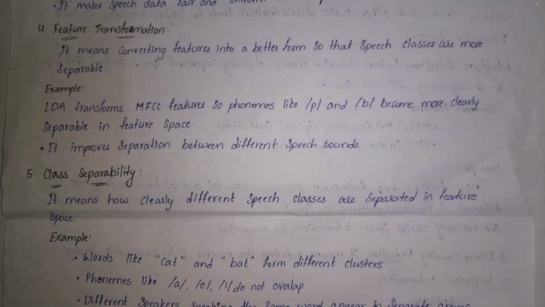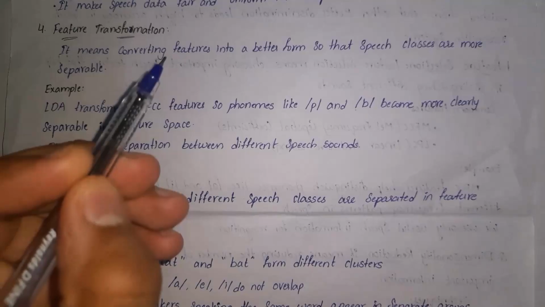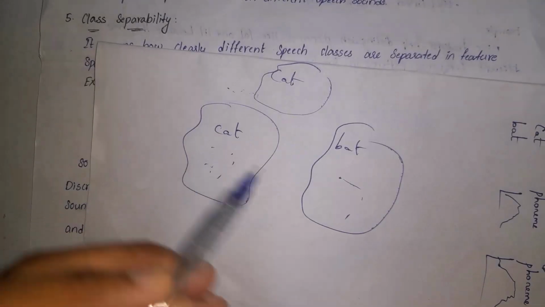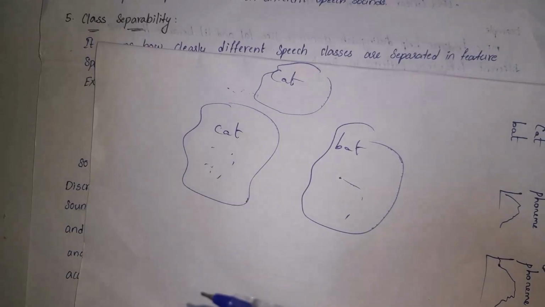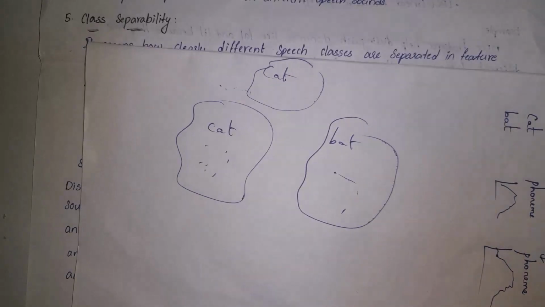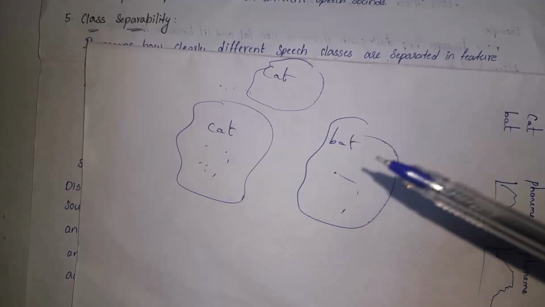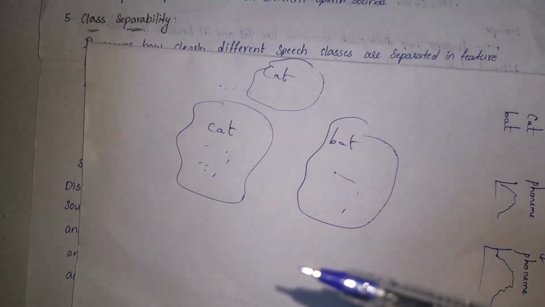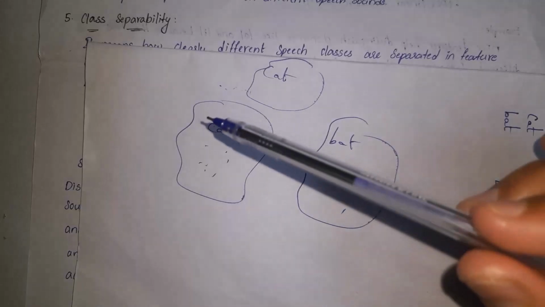And the fourth one is feature transformation. Feature transformation means converting features into a better form so that speech classes are more separable. Whenever I speak cat and bat, both are differentiated by using MFCC and LPC techniques. So cat belongs to one group and bat belongs to the other group. This is one cluster and this is the other cluster. Our model will divide speech into two classes. This is one class and this is the other class.